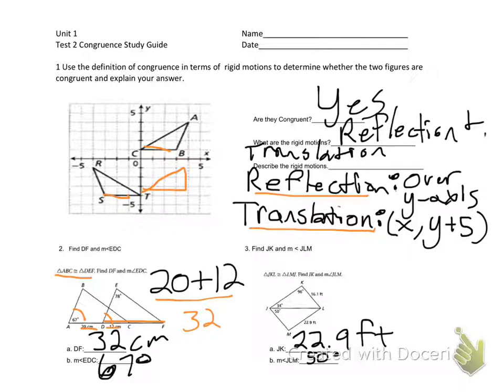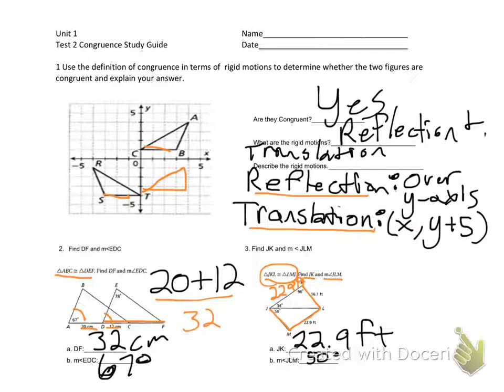Alright, we look at number 3 here. It tells us that the two triangles are congruent. We're going to find JK and the measure of angle JLM. Alright, so we know that JK is just the same as ML because they have been rotated. Now we know that this one right here is 22.9 feet.